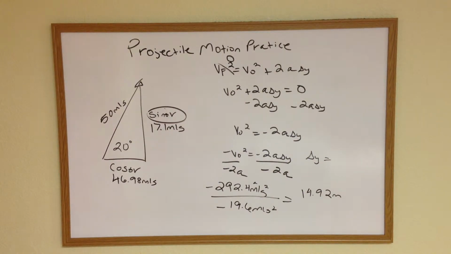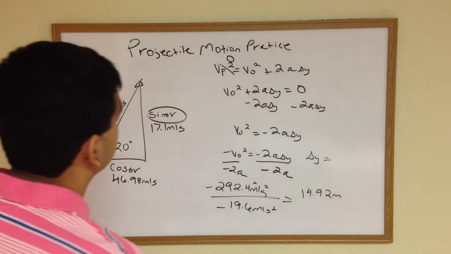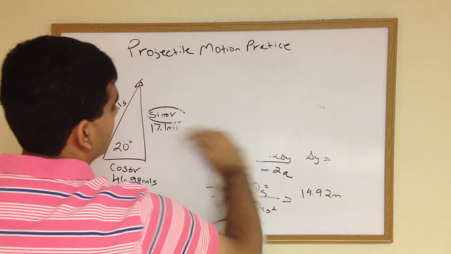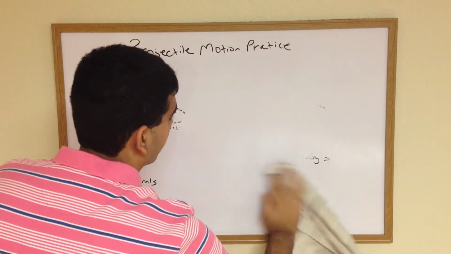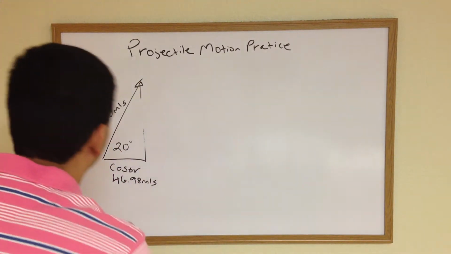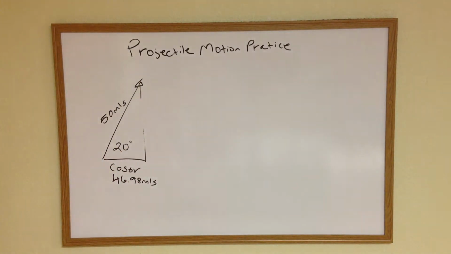Now, what if I want to figure out the total distance traveled by this arrow? Well, I found its maximum height. Now I need to find the time for which it reaches its maximum horizontal distance. Sorry, did not mean to erase that.